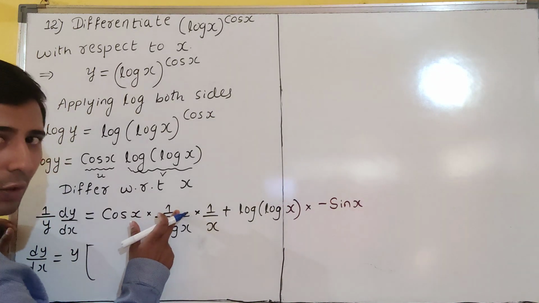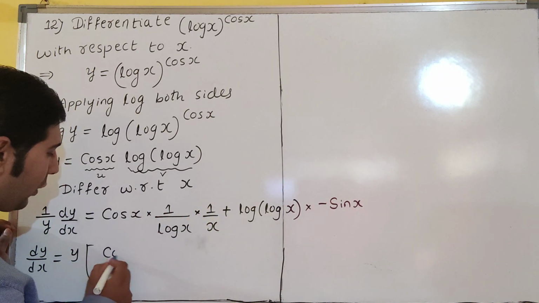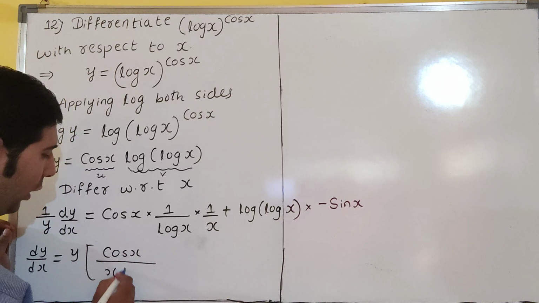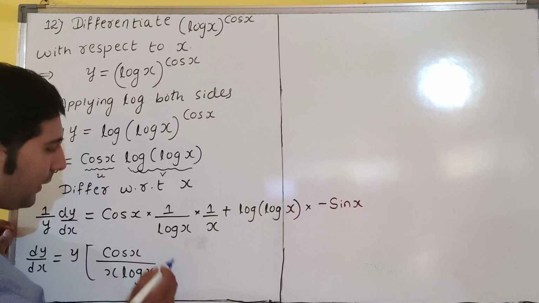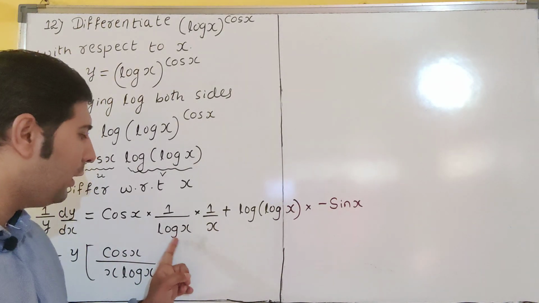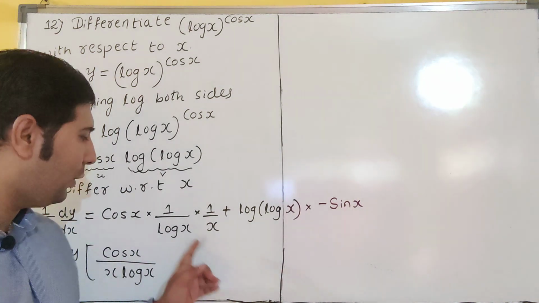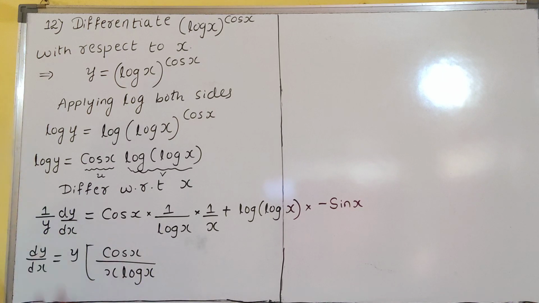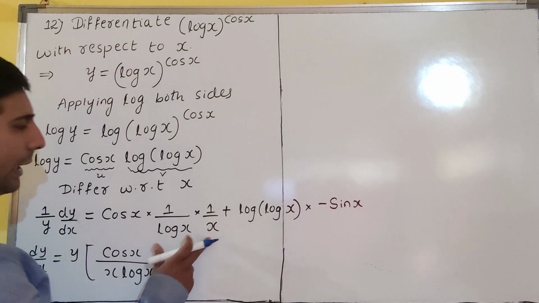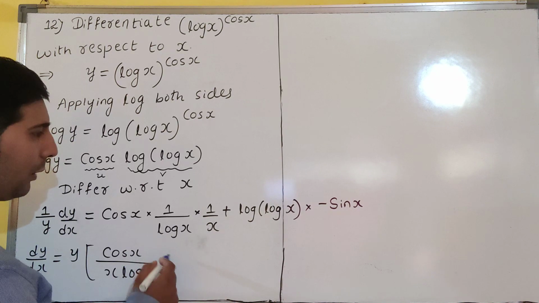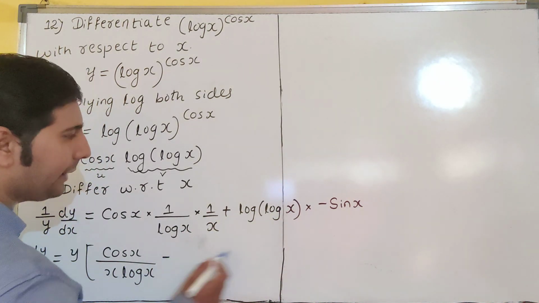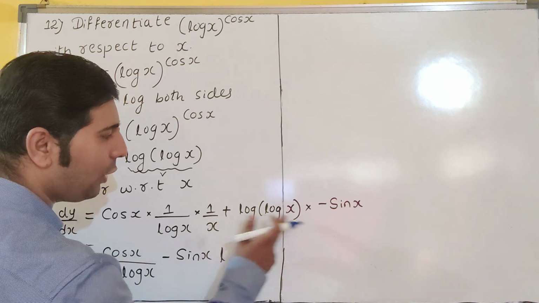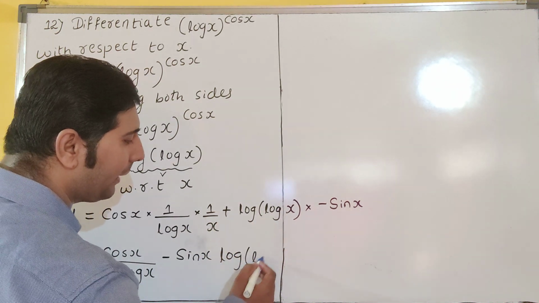Cos x into 1, cos x into 1 is cos x. Log x into x, x log x. 90% of the students will write log x into x is log x square. No, dear students, don't multiply x into x. You have to multiply x into log x. Clear? Don't write log x square. It is wrong. So now see, plus into minus, minus sin x I will bring in front. Sin x, what is remaining? Log of log x is remaining.